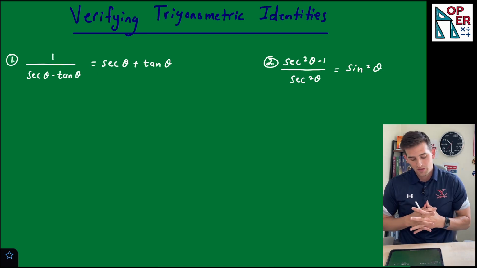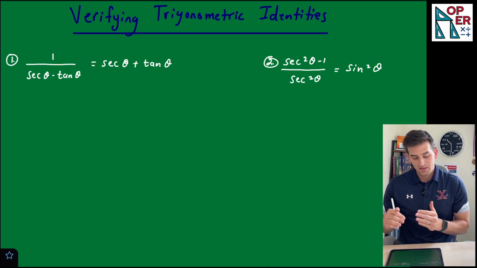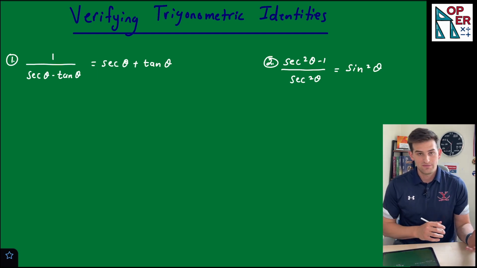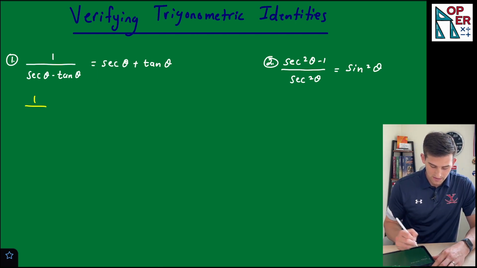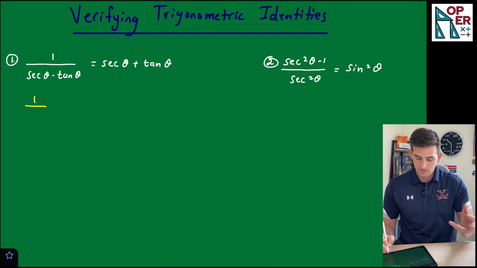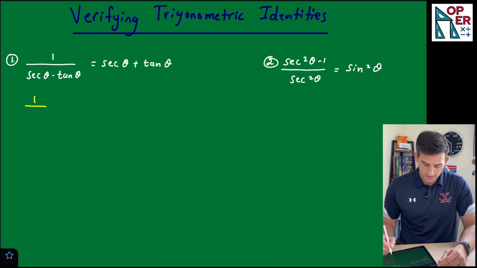All right, so let's look at number one. We have 1 over secant theta minus tangent theta is equal to secant theta plus tangent theta. So I'm going to take what's on the left side, 1 over secant theta minus tangent theta, and try to make it look like the right side. So let's simplify, use some identities so that it ends up being secant theta plus tangent theta.